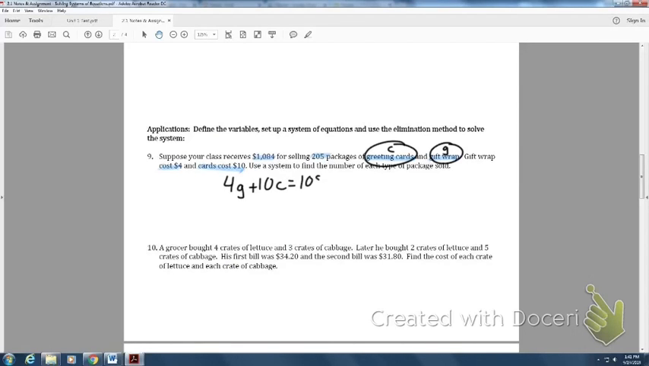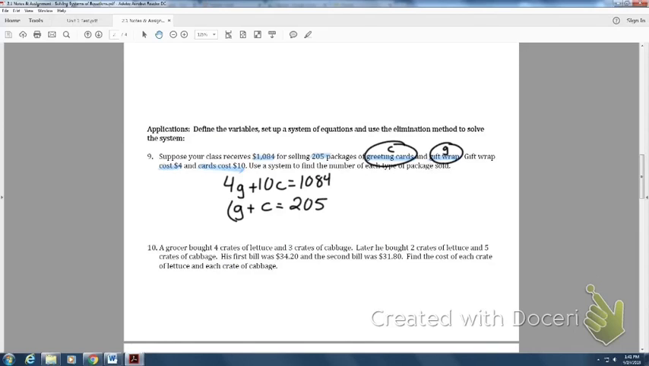Okay. What would my other equation be? G plus C equals 205. Okay. Now on this one, I would multiply the second equation by -4 instead of -10. I would cancel these out only for the reason of if I multiply by 4, I'm going to have smaller numbers than if I multiply by 10. That is the only reason.